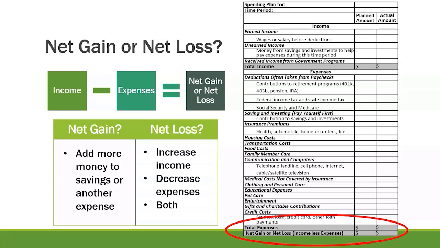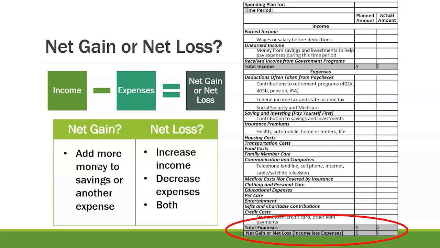We all know that income minus expenses equals net gain or net loss. If you have a gain, what do you do with all that money that's left at the bottom of your budget? You need to add it back to your savings or towards another expense, like a debt or credit card debt. What if at the bottom of your budget it's negative?